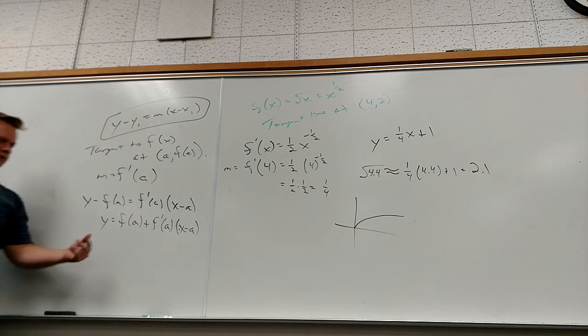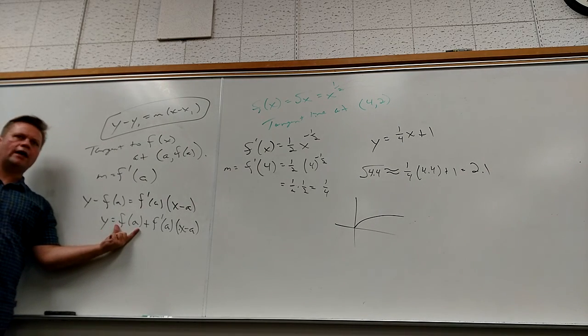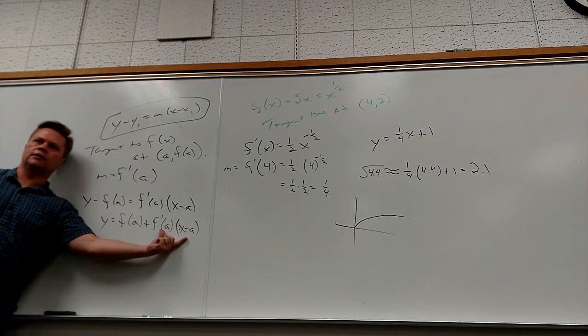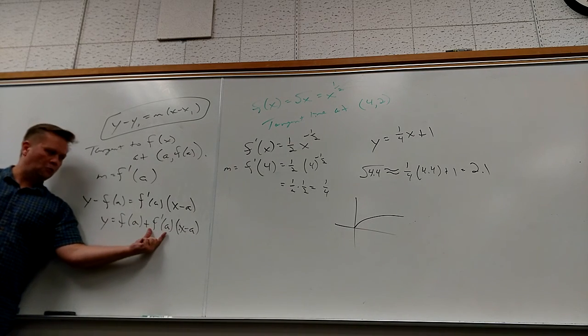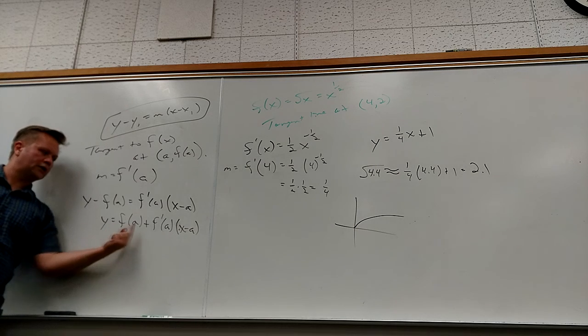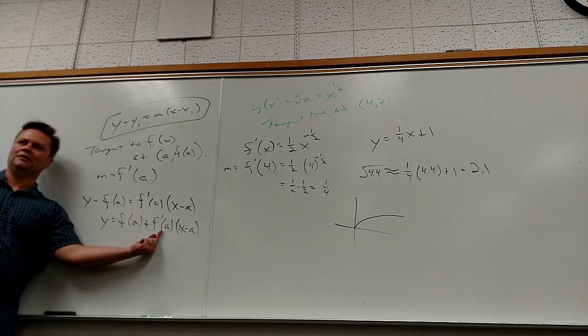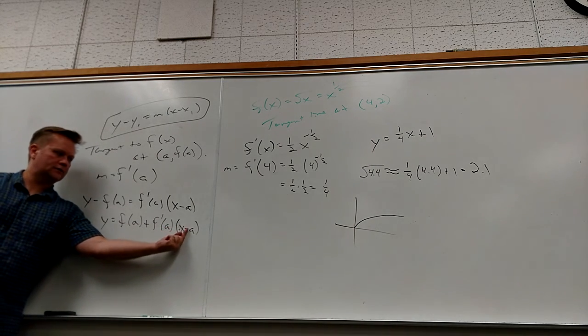Why does this kind of make sense? Do you see how this is the y output at A? This then can be seen as an adjustment. The slope gives me an idea about how much y changes at a point x distance from A.